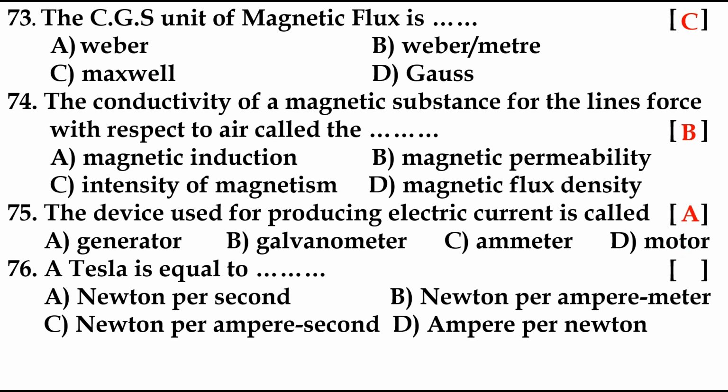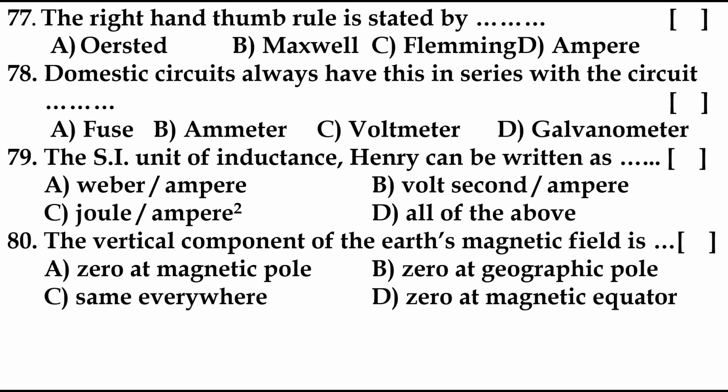Generator. 76. A Tesla is equal to dash. A. Newton per second. B. Newton per ampere meter. C. Newton per ampere second. D. Ampere per Newton. Answer is B. Newton per ampere meter. 77. The right hand thumb rule is stated by dash. A. Eisenstadt. B. Maxwell. C. Fleming. D. Ampere. Answer is option D.